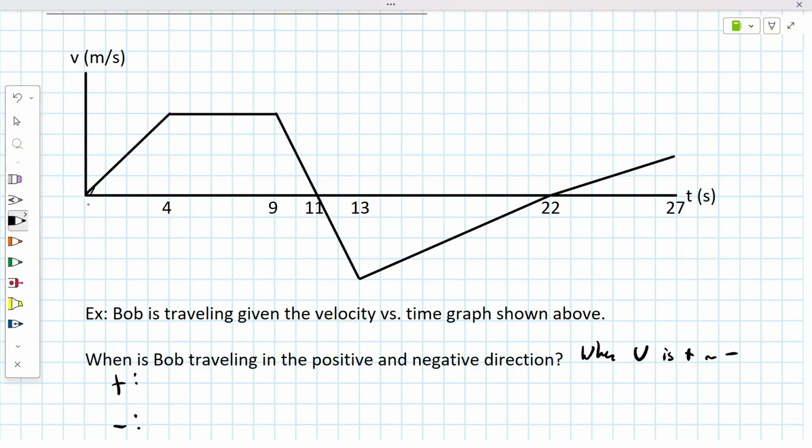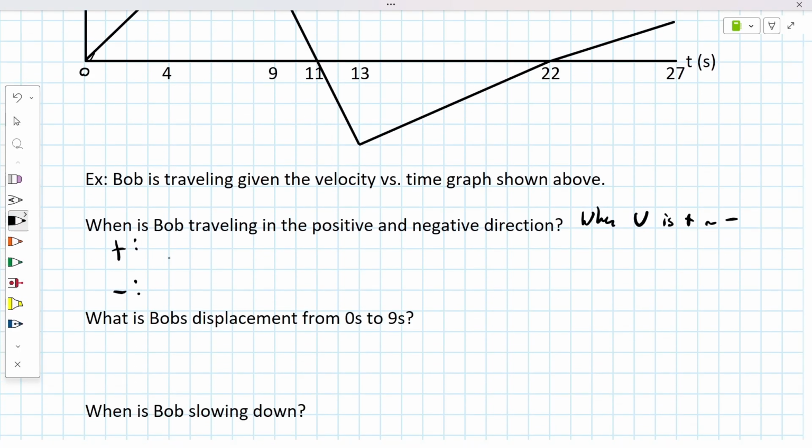So that means that from time 0 to time 11, Bob is traveling in the positive direction. And then from 11 to 22 seconds is all in the negative direction, because now the velocity is negative and the speed he's moving at is now in the negative direction. And then this final point, it switches back to going in the positive direction from 22 to 27. Alright.